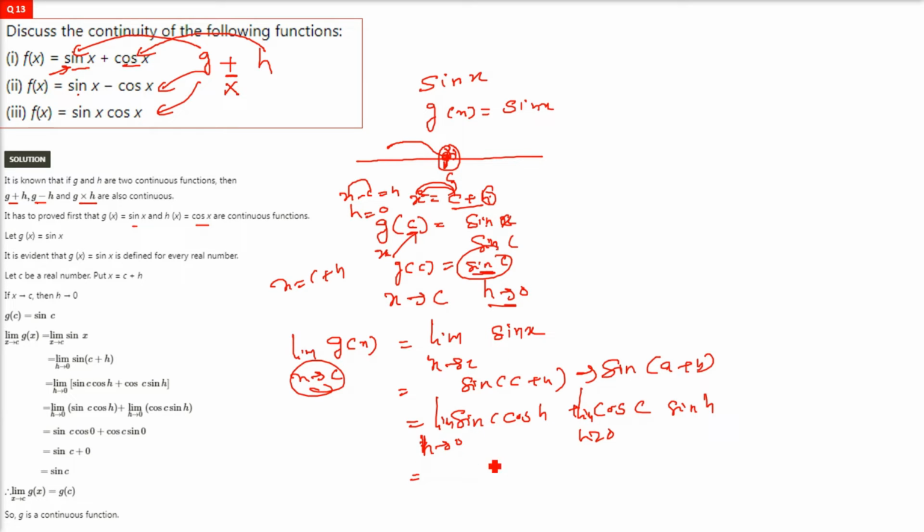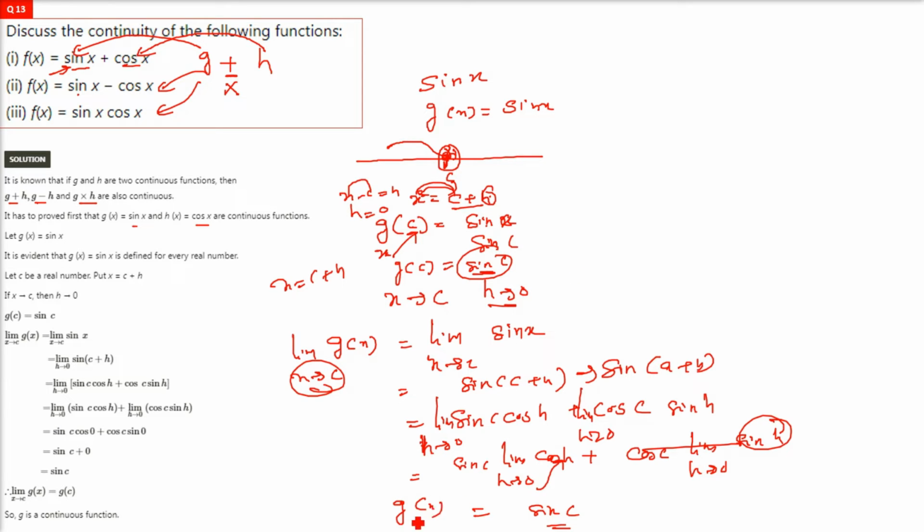Now this is sin c cos h. So sin c is constant, take it outside, limit h tends to 0 of cos h, plus cos c, which I am taking as constant, then limit h tends to 0 of sin h. Now cos 0 is 1, so sin c into 1 is sin c. Sin 0 is 0, so this whole term will be 0. So you get sin c. So the limit when x tends to c of g of x is sin c, and in the beginning I told you, if we can get g of c as sin c, then it is continuous.